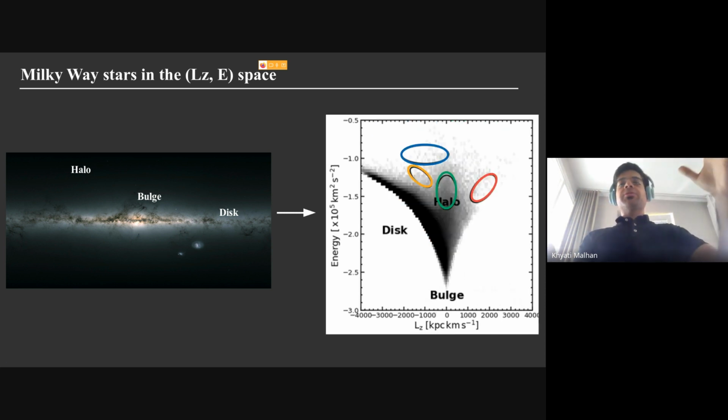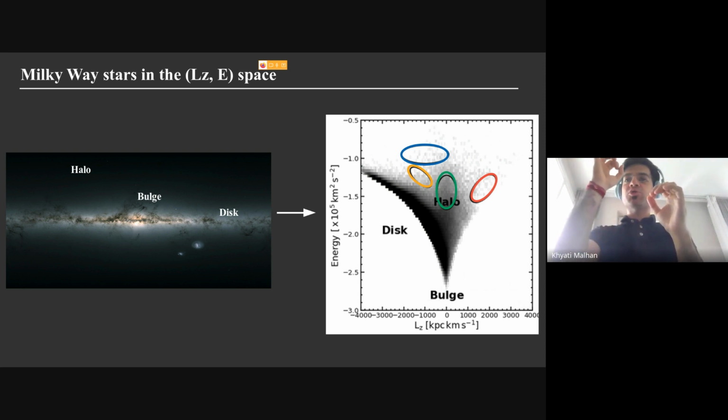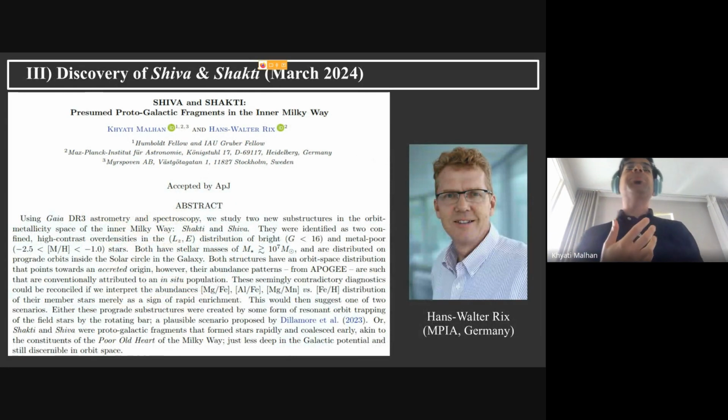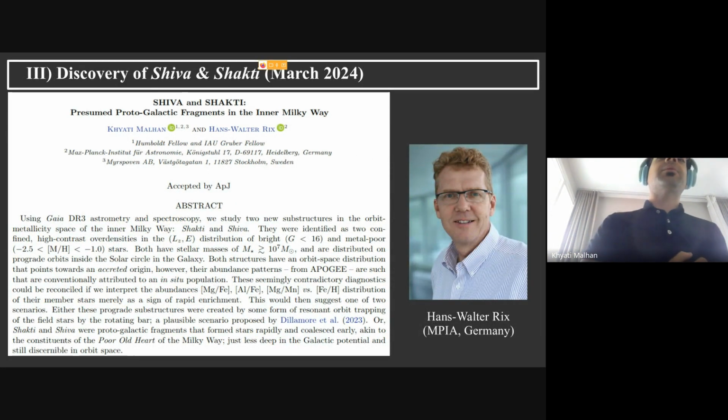But again, coming back to the question, our final agenda is to try and find those overdensities of stars, because in this LZ and E space, if we can find those overdensities of stars, then that would mean that those are the mergers that came into the galaxy at some point. So we're interested in finding those overdensities in this space. And this is where our paper becomes interesting.